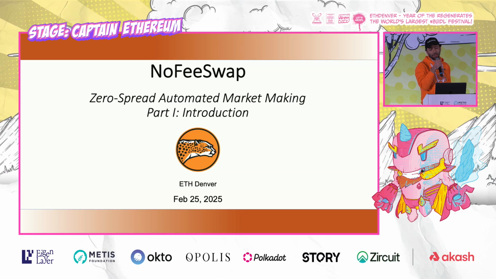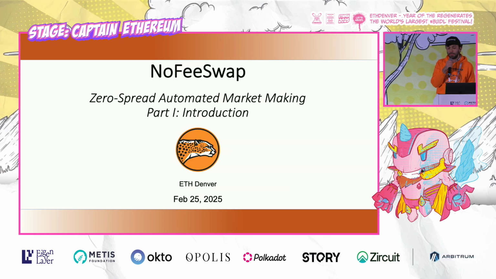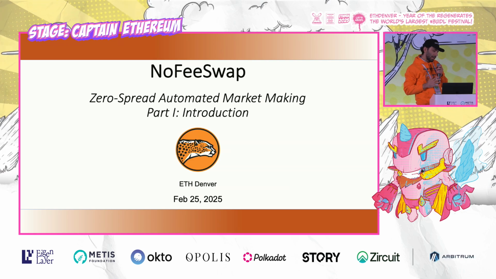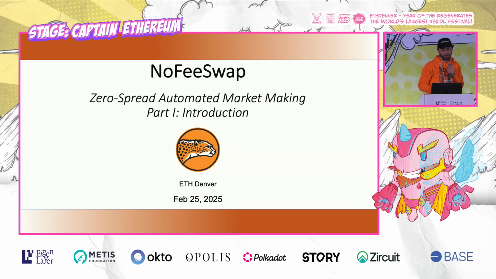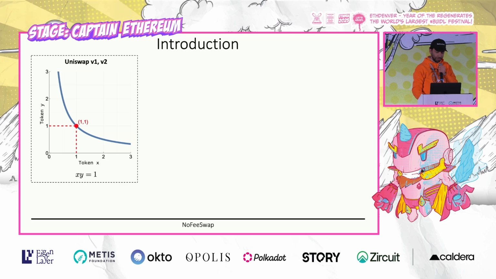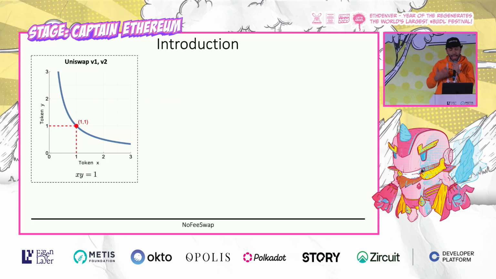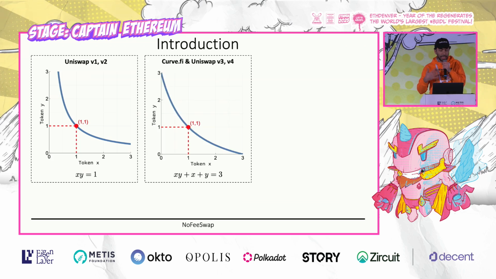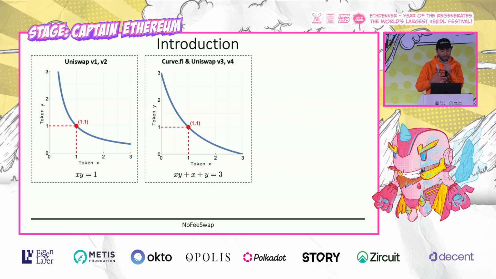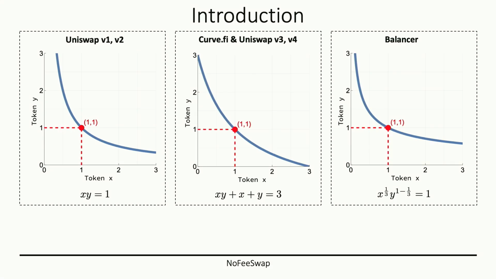In this presentation, we are going to introduce the NoFeeSwap protocol along with a wide variety of AMM development tools. Basically, we're going to talk about the underlying math behind automated market making. So for those of you who are familiar with the well-known X, Y equal to K formula, or perhaps the curve.phi or Uniswap V3 formula, or perhaps the Balancer formula.